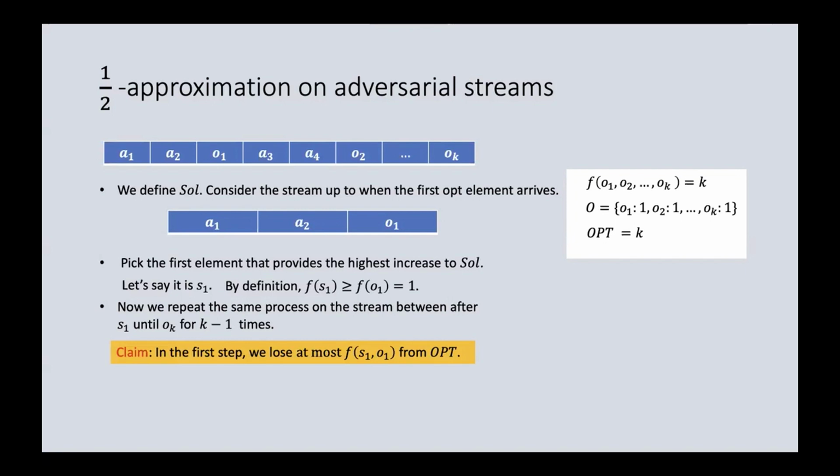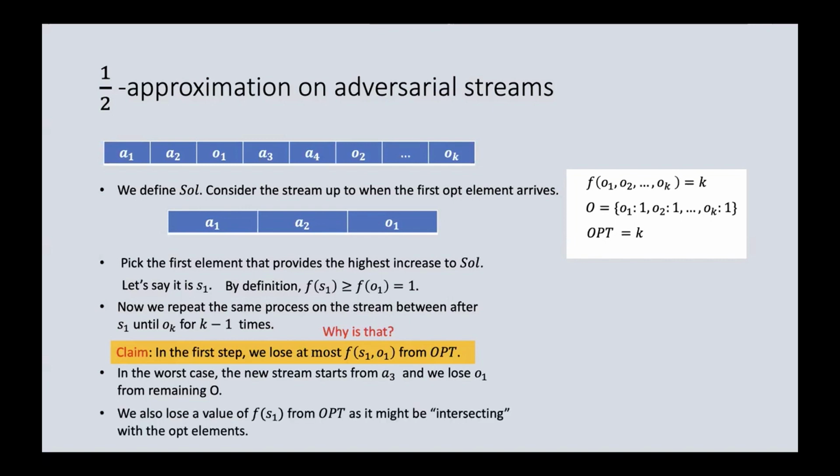I claim that in the first step, we lose at most f of S1 union O1 from opt. Why is that? In the worst case, the new stream starts from A3, and therefore we lose O1 from the remaining set of opt elements. On the other hand, we also lose a value of f of S1 from opt, as it might be intersecting with the opt elements.